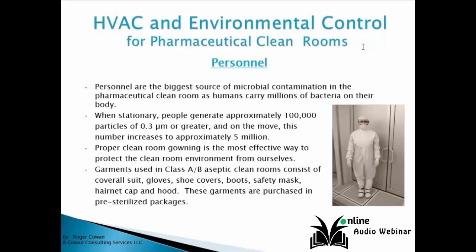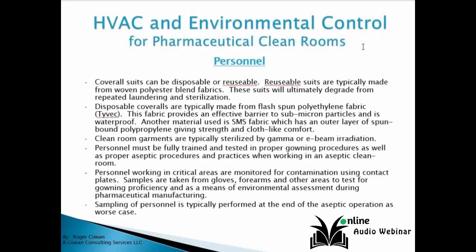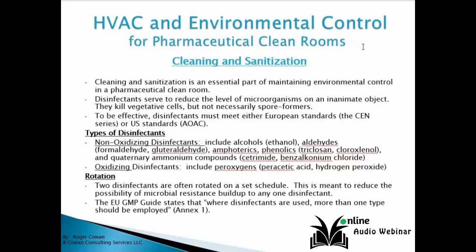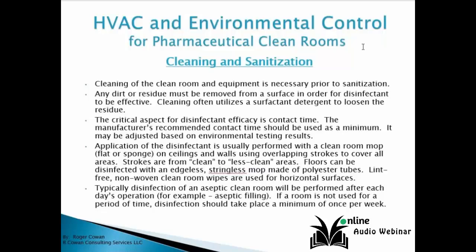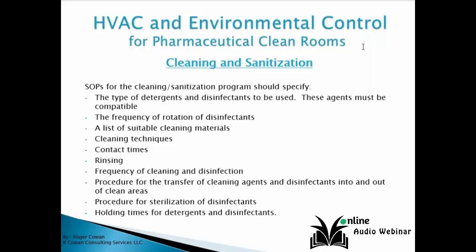Now, a quick note about personnel here. Personnel are the biggest source of microbial contamination in the clean room. These coverall suits can be either disposable or reusable. Okay, so another topic here that's important for environmental control is cleaning and sanitization. It's an essential part of environmental control. Now, when you're cleaning the room, that's absolutely necessary prior to sanitization. Really important that your SOPs for cleaning and sanitization are comprehensive.